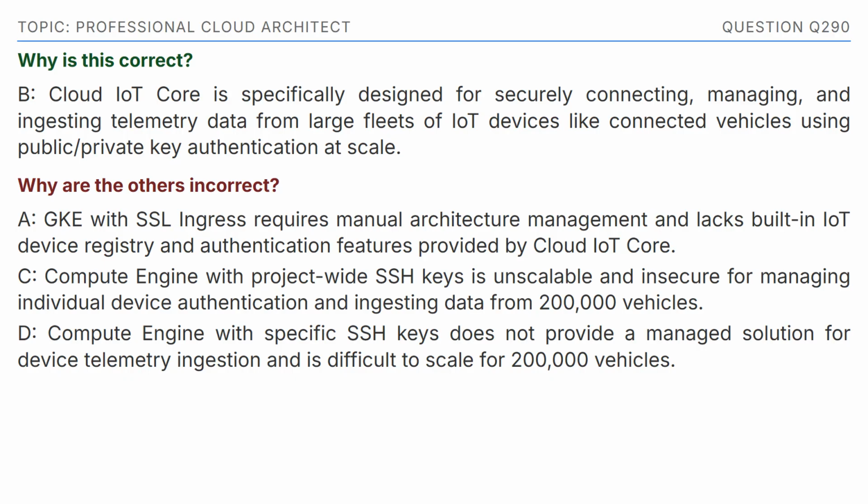Why are the others incorrect? A. GKE with SSL ingress requires manual architecture management and lacks built-in IoT device registry and authentication features provided by Cloud IoT Core. C. Compute Engine with project-wide SSH keys is unscalable and insecure for managing individual device authentication and ingesting data from 200,000 vehicles. D. Compute Engine with specific SSH keys does not provide a managed solution for device telemetry ingestion and is difficult to scale for 200,000 vehicles.